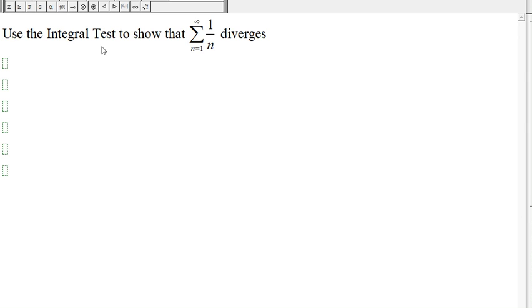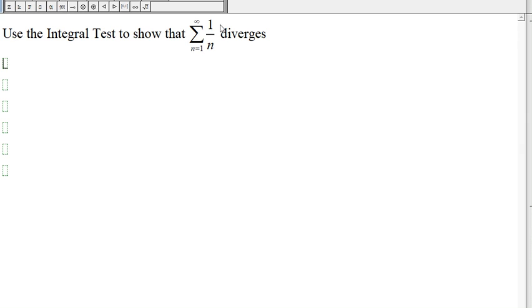And now we want to use the integral test to show that the harmonic series, the series 1 over n, diverges. In an earlier video, we have seen that this harmonic series diverges. But now let's use the integral test to show that it diverges.